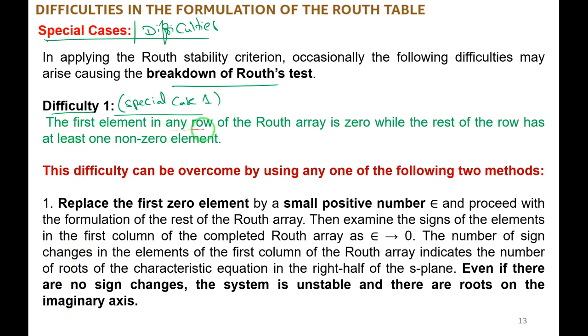The first element in any row of the Routh array is zero, while the rest of the row has at least one non-zero element. What is the meaning of this? I will tell you. Just observe here. Let me go to the previous slide. Yes, I have a space here. Suppose this is the Routh array.